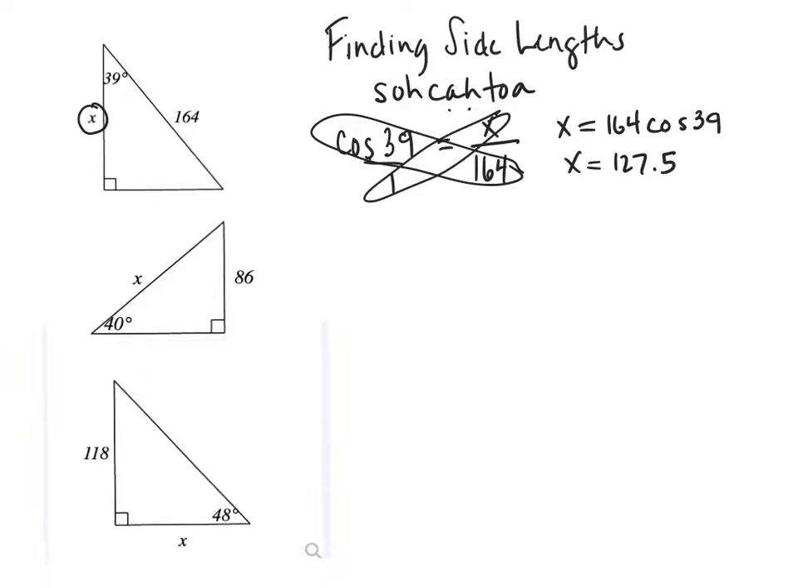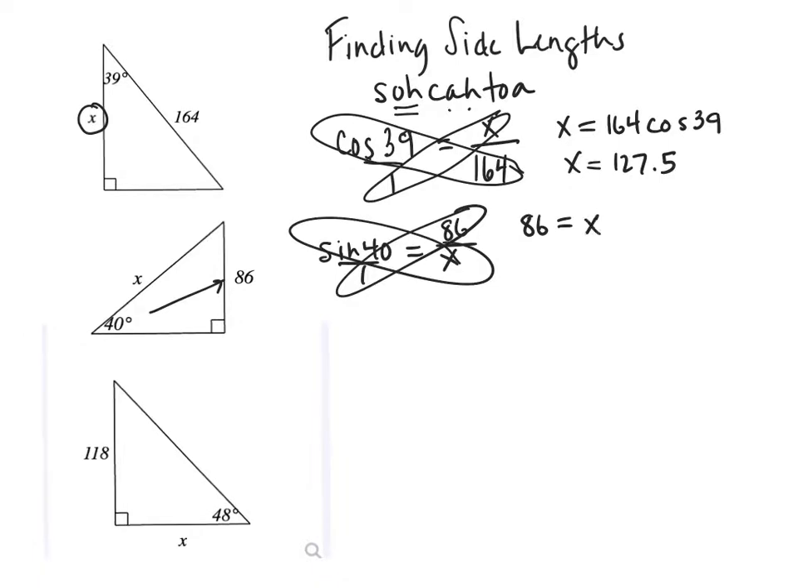Next one with a 40-degree angle. 86 is the opposite. x is the hypotenuse. Opposite and hypotenuse, that would be sine. So it's the sine of 40 degrees equals the opposite of 86 over the hypotenuse, which is x. Again, I'll put the sine 40 over 1 and cross multiply. 86 times 1 equals x times the sine of 40.